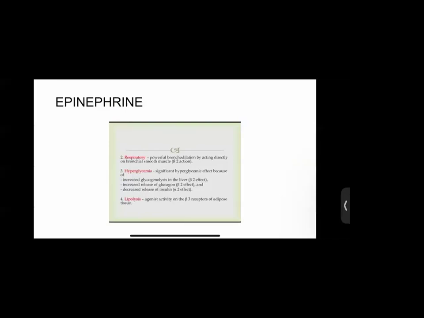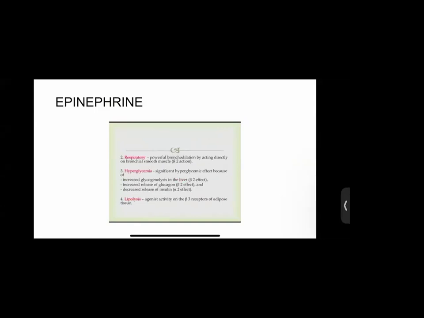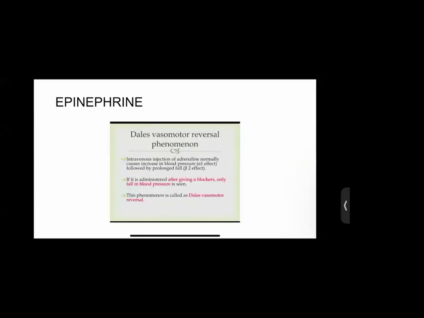Still on epinephrine, I've already talked about the bronchodilation effects, and it acts directly on the bronchial smooth muscles. Then also hyperglycemic effects because of increasing glycogenolysis from the beta-2 effect also. Then release of glucagon from the beta-2 effect, and insulin. It also increases lipolysis as an agonist activity on the beta-3. Beta-3 is located on the adipose tissues, so epinephrine also acts on the adipose tissues too. Because the next slide, two slides up.